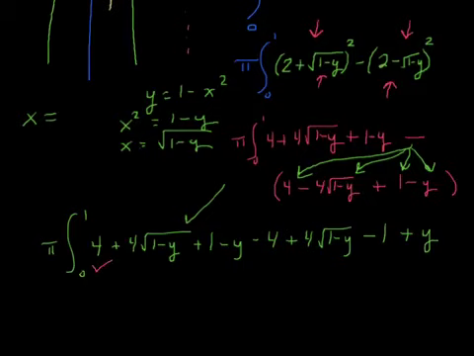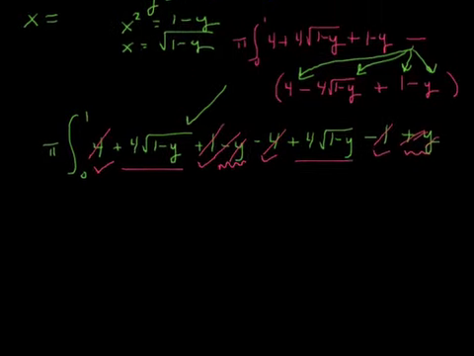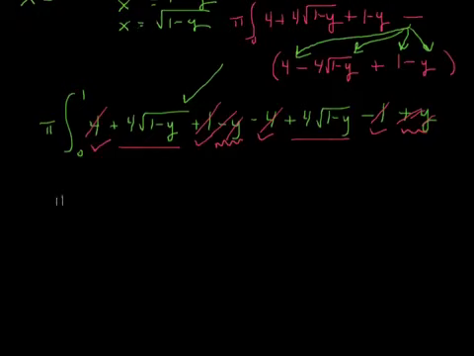So let's take all our whole numbers. I got 4, I got 1, I got negative 4, and I got negative 1. Well, all of those cancel out. I get positive 5, minus 5. Those are all gone. All right, so let's look at the y values. I have a negative y and a positive y. Those cancel out too. So now what's left is this and this. Well, those two at least I can combine. So I am going to be left with 8 square root of 1 minus y.